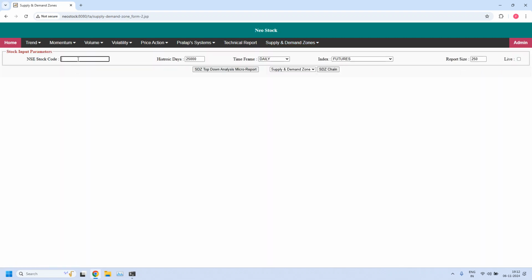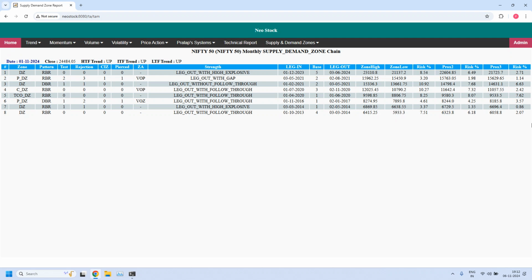Next, let us identify the Nifty and Bank Nifty supply demand zone chain. Let's start with Nifty, starting from the monthly time frame, generating the monthly supply demand zone chain for Nifty. So this is the Nifty 50 supply demand zone chain.